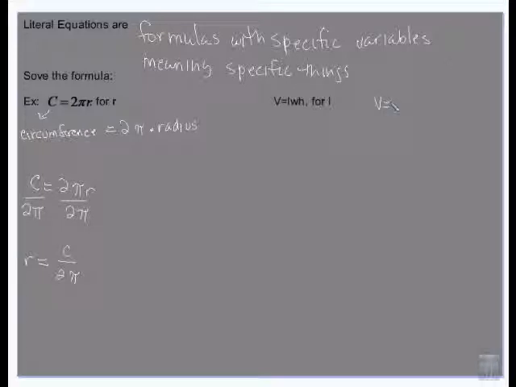On this equation, V is volume, L is length, W is width, H is height. This is how you find the volume of any rectangular, three-dimensional rectangular solid, or like a fish tank. You can find the volume of your fish tank this way. I want to solve it for L. Well, that's V is equal to L times W times H. So to get rid of that, I'm going to divide by WH.